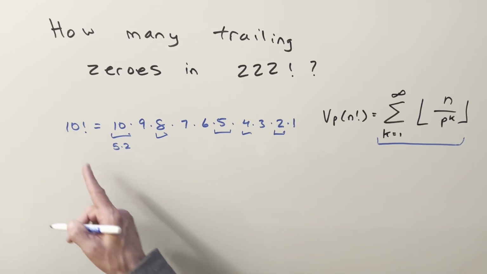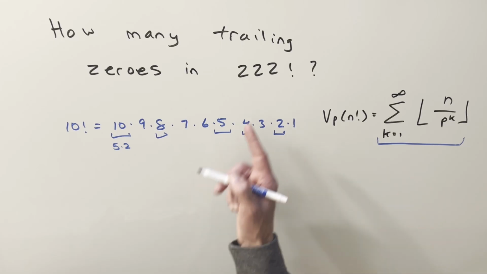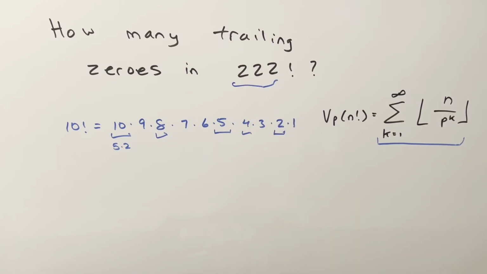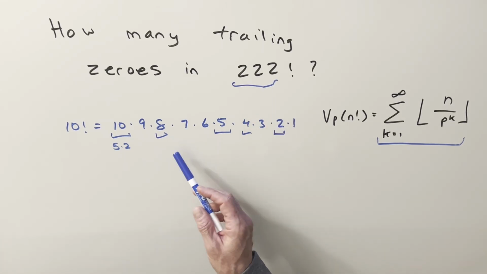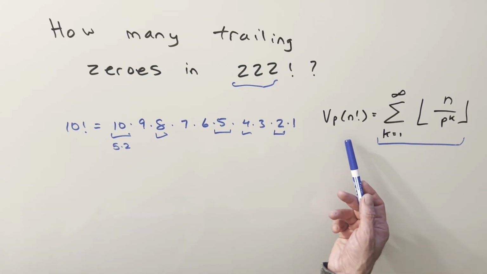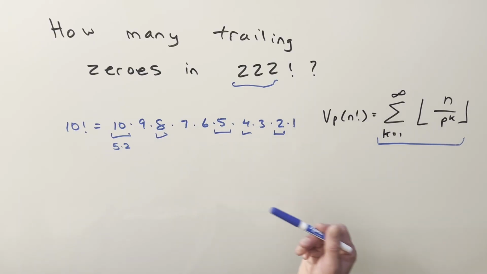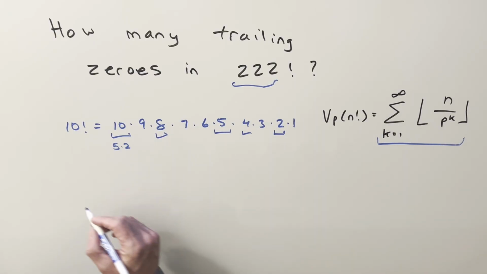So this kind of technique that you use on a small number like 10 factorial, you could do the same thing here. It's just that it gets tedious for large numbers. So what we do instead is use this thing over here. This is actually Legendre's formula in general, but what we're dealing with for the p is going to be 5. And we'll just expand this out and do it.